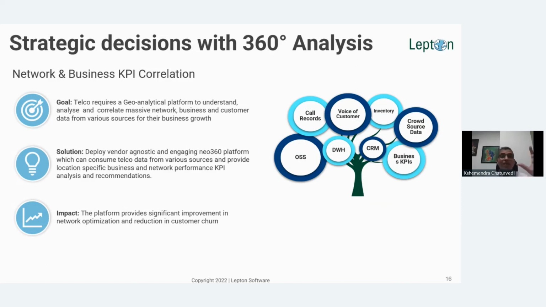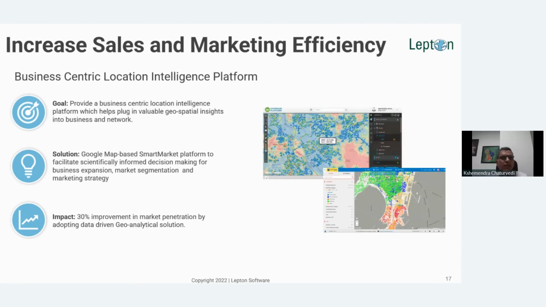Then, of course, the sales and marketing people also need better decision making. They also need to be pinpointed. How do we do that? By increasing sales and marketing efficiency. They want to find out the best location to plan the new network, to have a new tower, or to deploy a new splitter, or altogether a new POP.